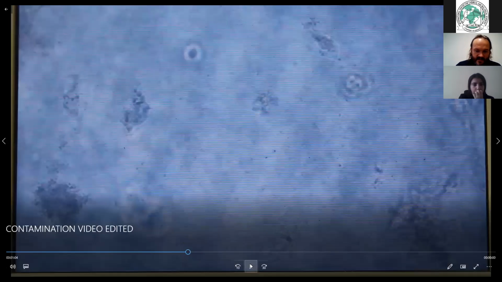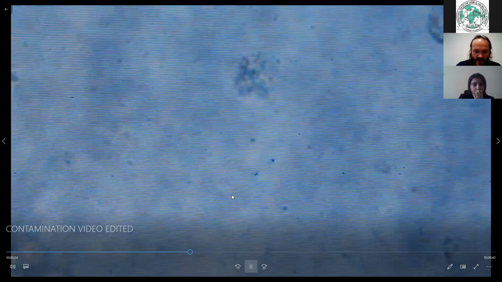You see here in the bacterial contamination, there's a lot of movement. These bacteria are jumping around everywhere. And they're also smaller, you can see in comparison to the yeast, which will come now.